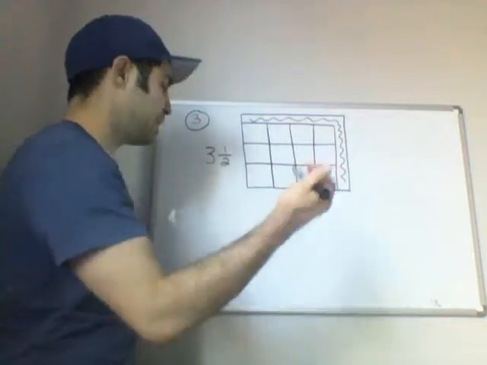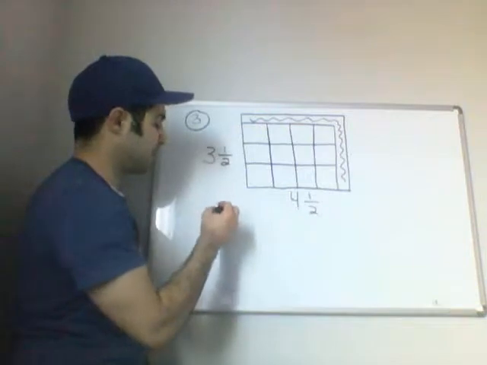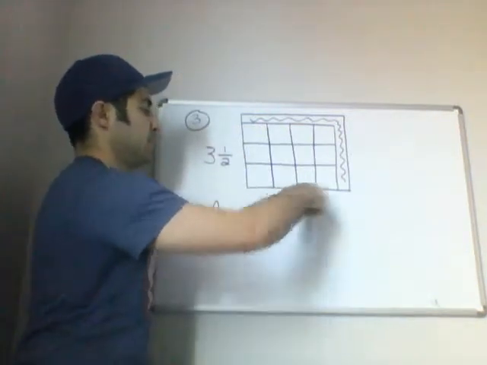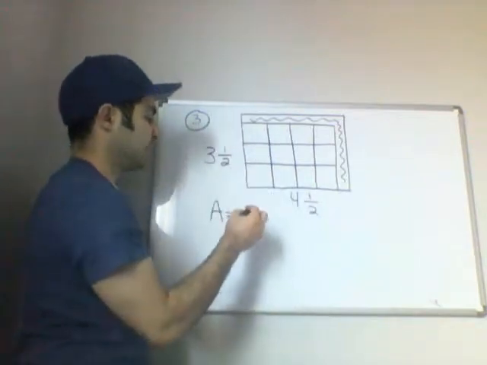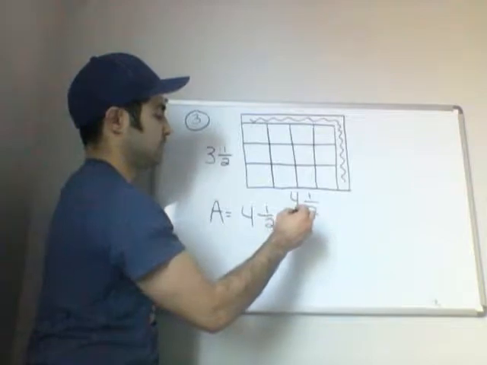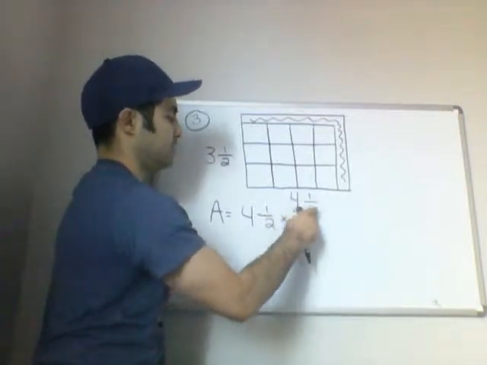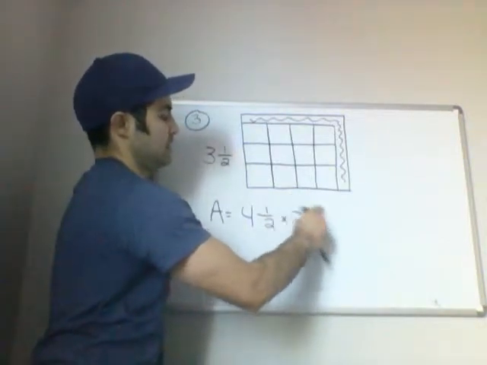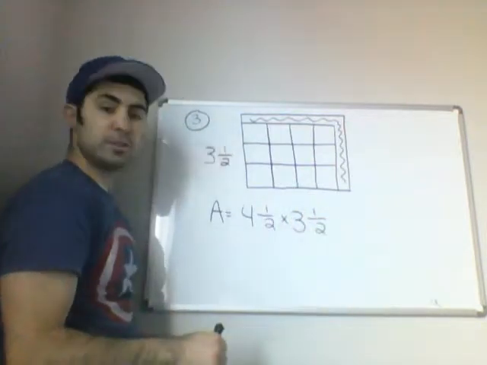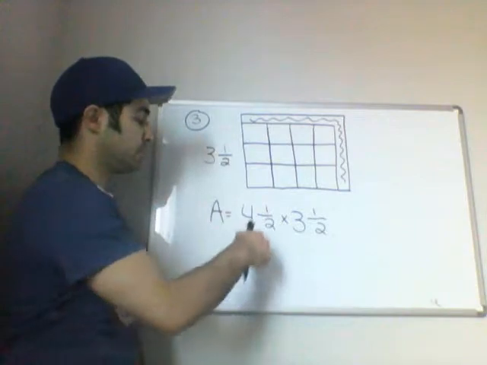Area, that does not change the formula for finding area. The area is still going to be equal to the base times the height. Okay, so I'm going to take 4 1/2 times 3 1/2. I'm going to erase this, it's in my way. Okay, so we use our new algorithm that we just learned.